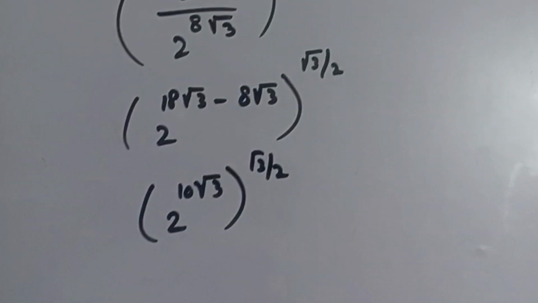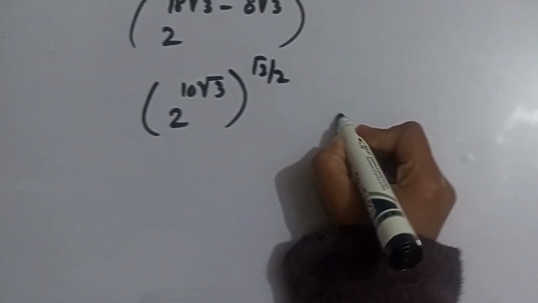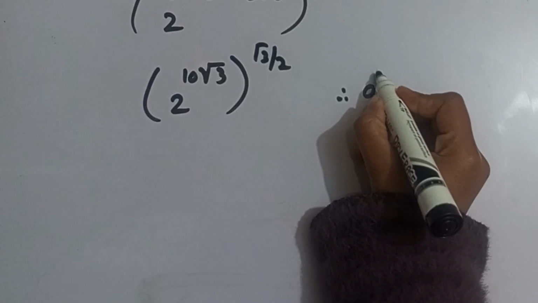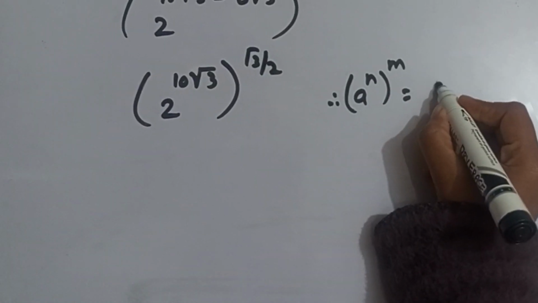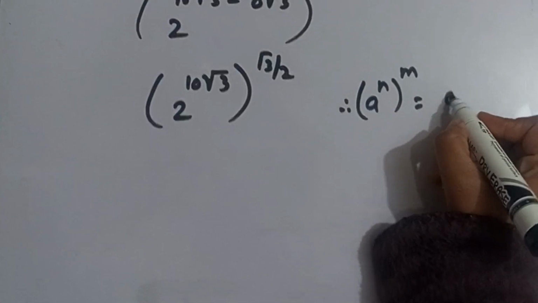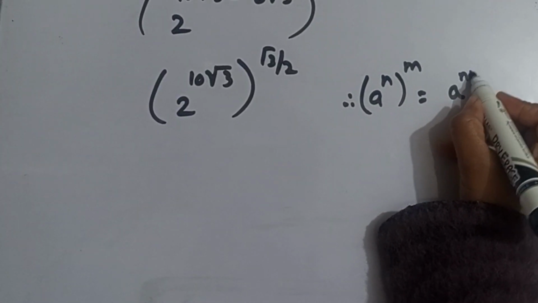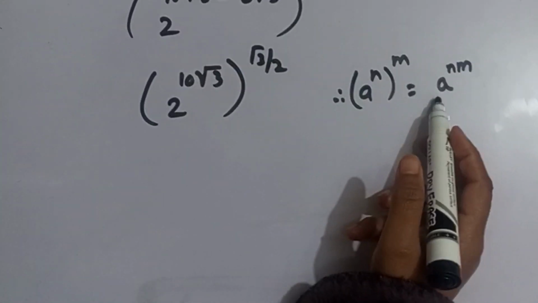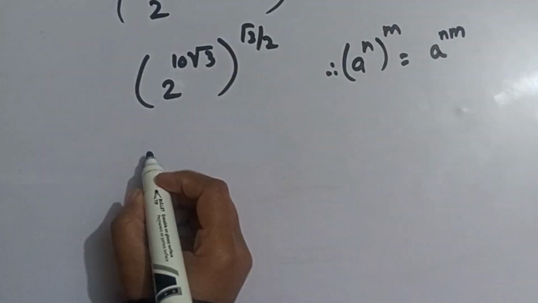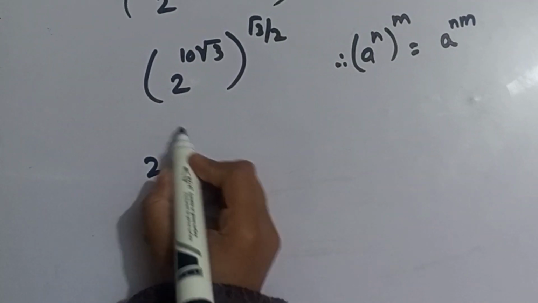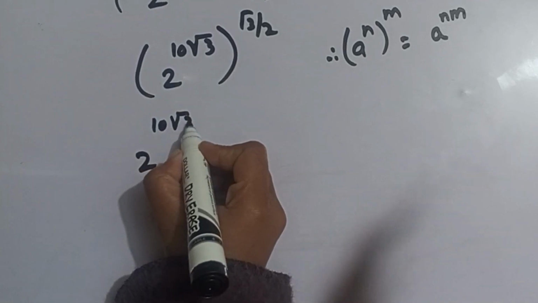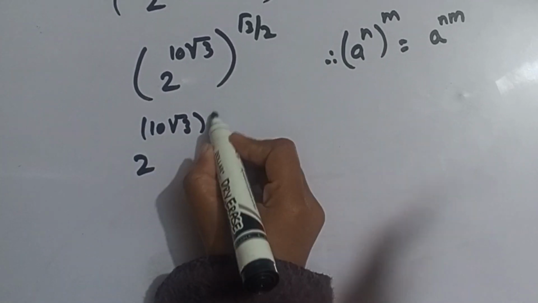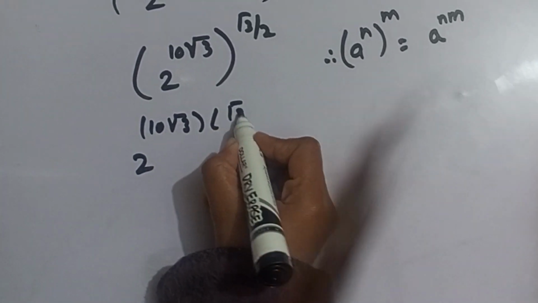In the next step, we use this identity, which is a raised to the power n, again power of m, then we write this as a raised to the power product of n and m. According to this identity, we write this as 2 raised to the power 10 times square root 3 multiply square root 3 over 2.